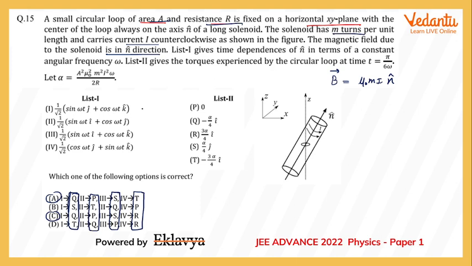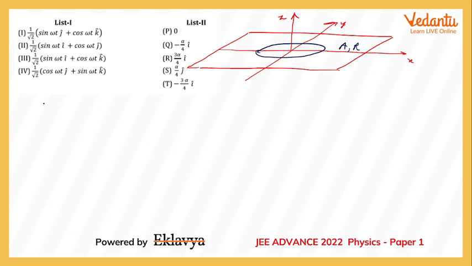We'll check out this option. So this is the direction of n cap. If this is the direction of n cap, we can write the B vector using this, and if we can write the B vector, then we can also talk about the flux. Flux is not a vector. So we are going to write mu naught n I, that's the magnitude, into n cap dot area vector, and the area vector can be written as A into k cap. So this will give us mu naught n I A, and n dot k, n is this, so n dot k will give us cos of omega t. So that is the flux.